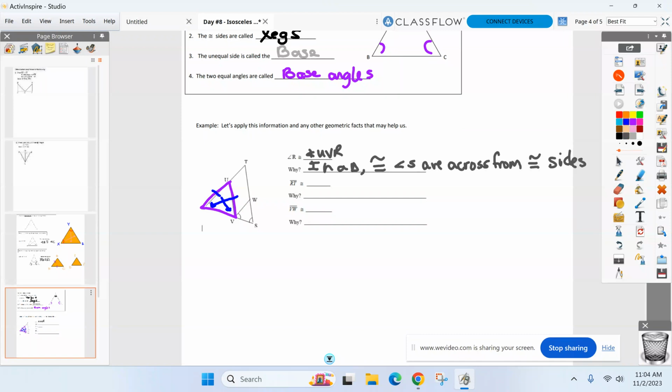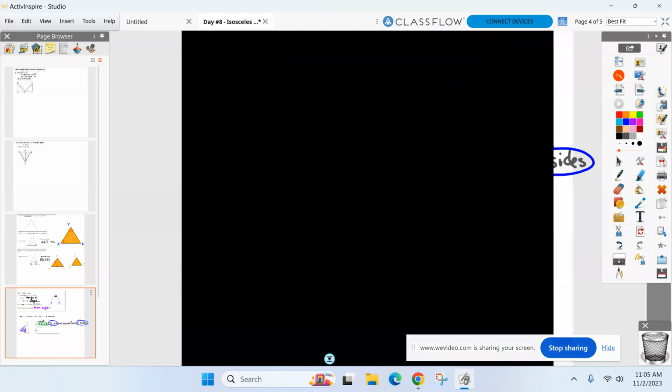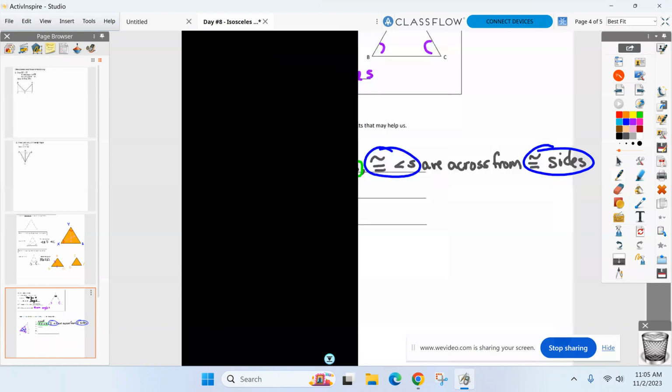It will not bother me if those two are switched when you write it. It won't. It's the same thing. What will bother me is if this phrase is not at the beginning. And here's why it will bother me. If you just write congruent angles are across from congruent sides, that's a false statement.